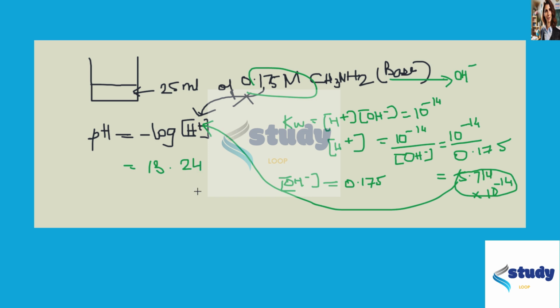Now don't blindly accept any result you get. Ask yourself, is this reasonable? Since we started off with a beaker of primarily base, of course there's water added in, but it's primarily base, having a pH of greater than 7 seems reasonable. So we can assume that our answer is correct.